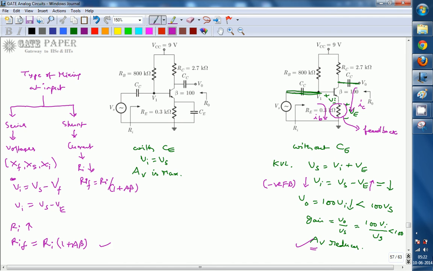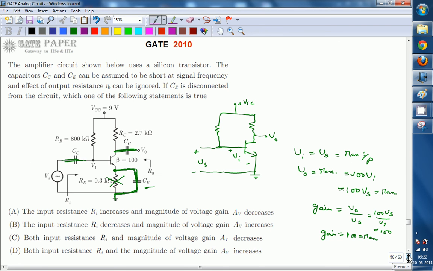Now we will see the answers. Input resistance Ri increases, and the magnitude of voltage gain AV decreases, so the right option is A. Whenever CE is disconnected, feedback is introduced, and the type of feedback is negative feedback. In negative feedback, gain reduces but stability increases, so AV reduces. And since it is at the input side, it is series mixing. In series mixing, input impedance increases. So the right option for this question is A.